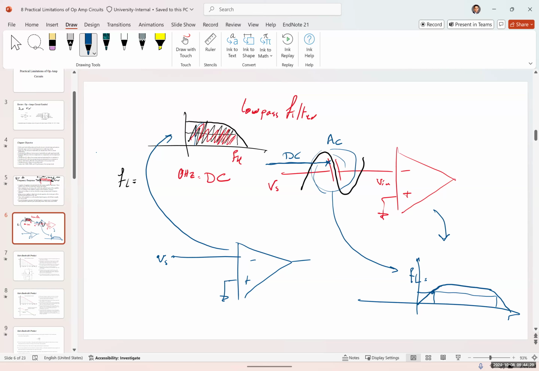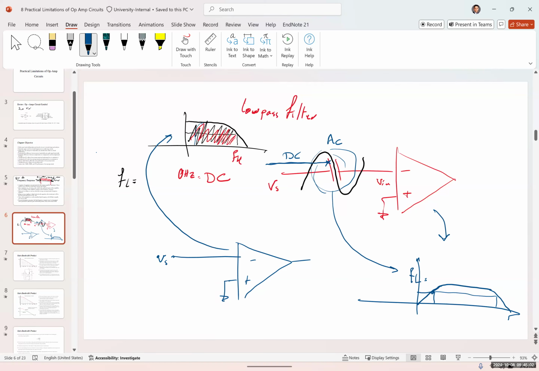The upper cutoff frequency, and I mentioned this in the internal design of an op-amp, we have these small capacitors which are between the pins of transistors. And those internal capacitors determine our upper cutoff frequency. Because those capacitors are built into the system and it's a manufacturing thing, we cannot change the upper cutoff frequency.